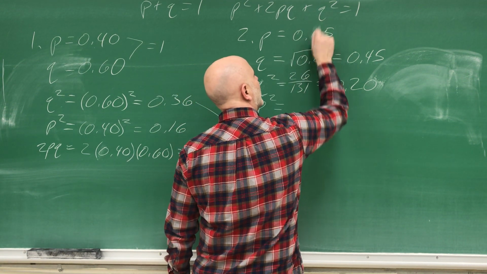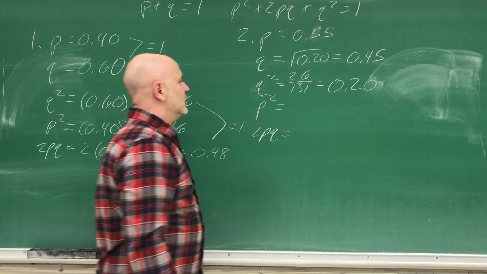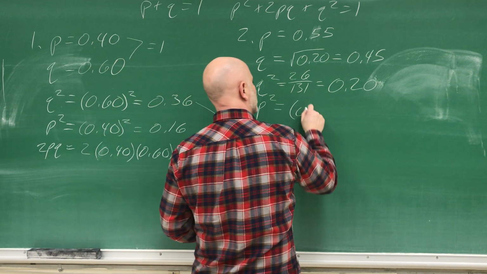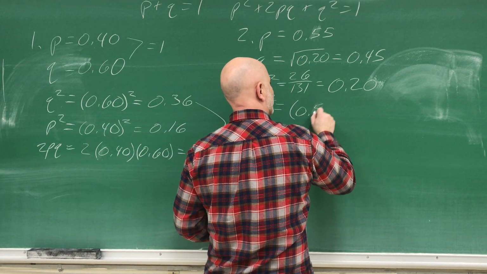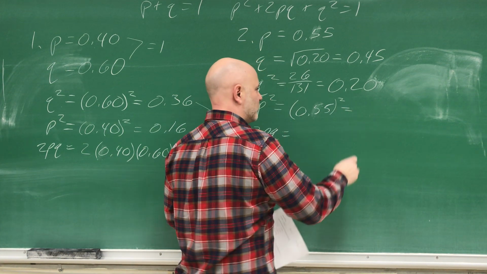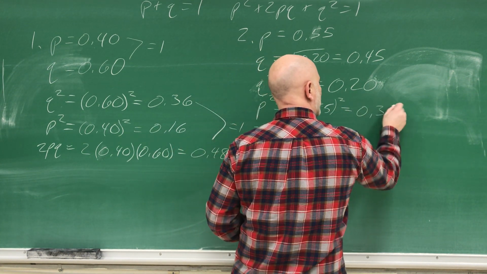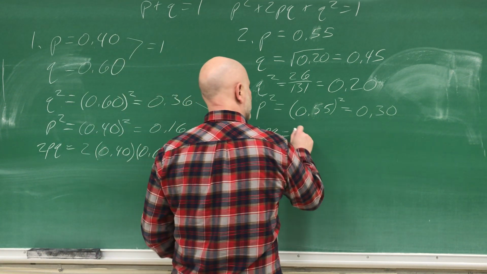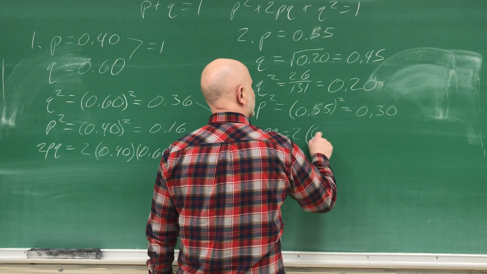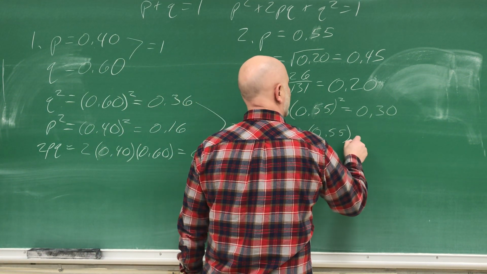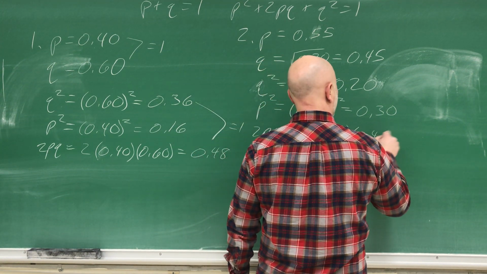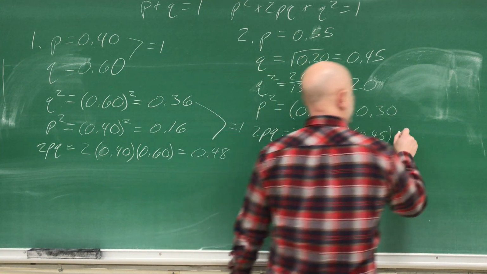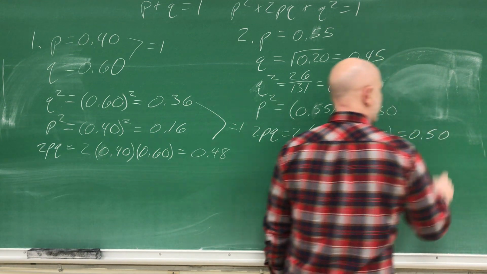So 0.55. To find out what p squared is, we take 0.55 and we square it, and that's going to equal 0.3. And to find out what 2pq is, we're going to take 2, multiply it by 0.55 times 0.45, which is what q is, and that's going to get us 0.50.